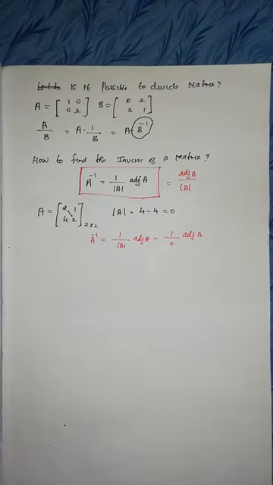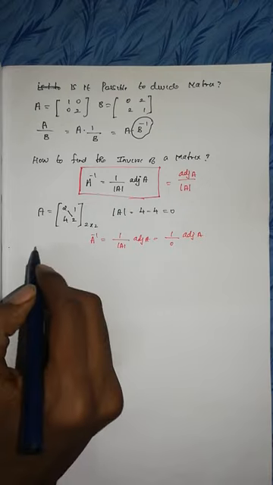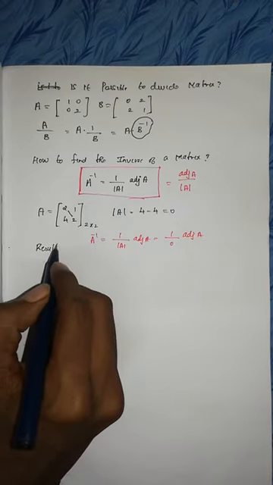So whenever the determinant of A is 0, the inverse does not exist. This is a very, very important result.